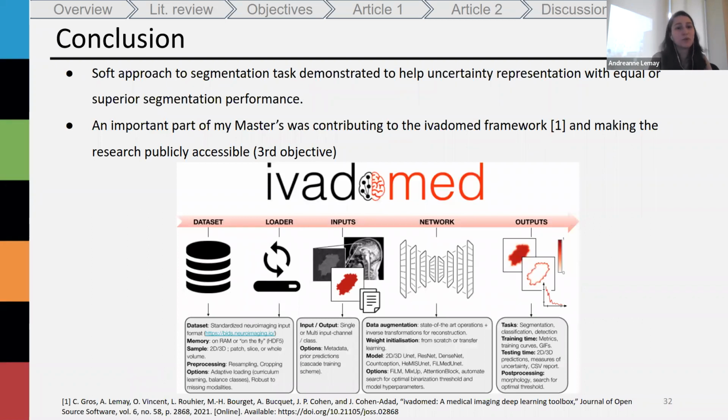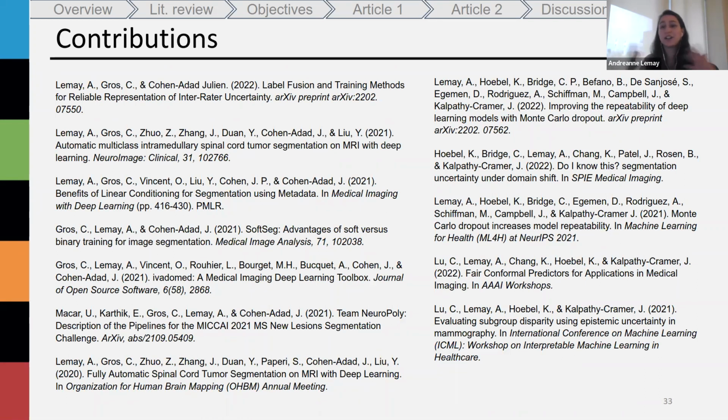So in conclusion, a soft approach to segmentation tasks demonstrated to help with the uncertainty representation with equal or even superior segmentation performance. The last objective of my master's was to make our research tools publicly available, which I have done through my contribution to the EvaDomain framework, which is our deep learning toolbox that we developed in the lab. It's the framework that helps us train our deep learning models, from data loading to data processing to result analyzing and model training. Unfortunately, due to the limited space and time, I could not include all of the contributions that I did in the past 2 years.